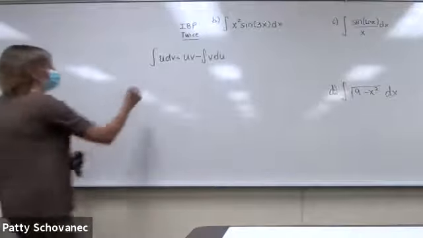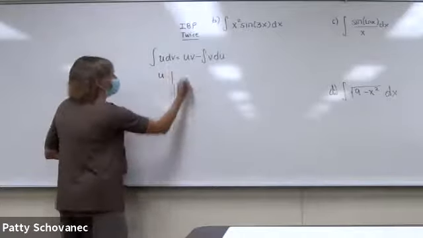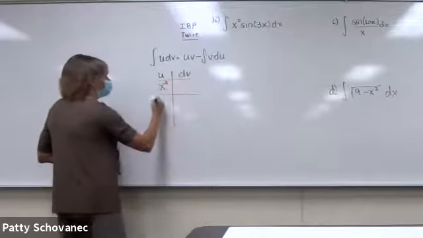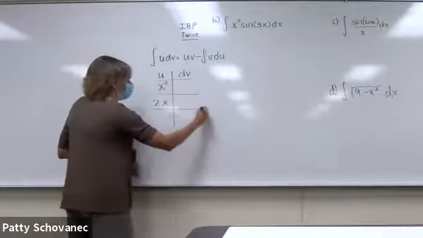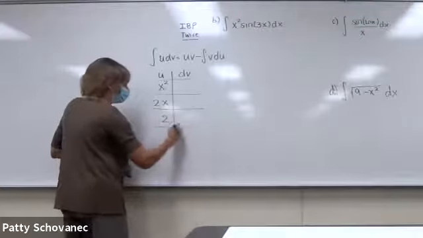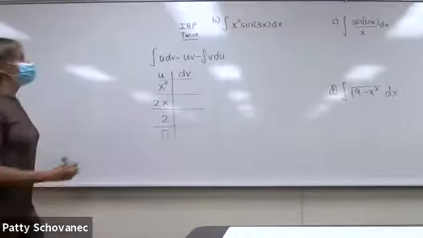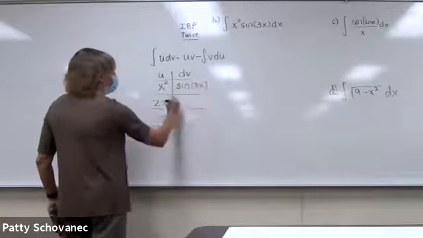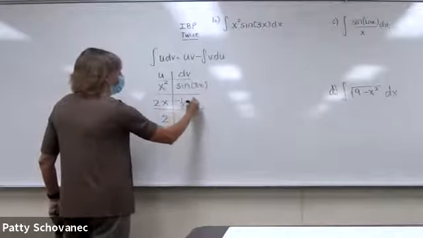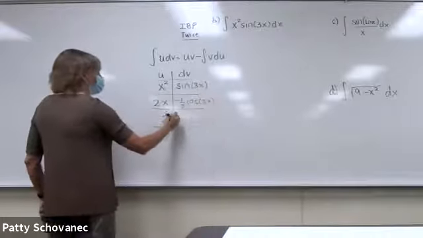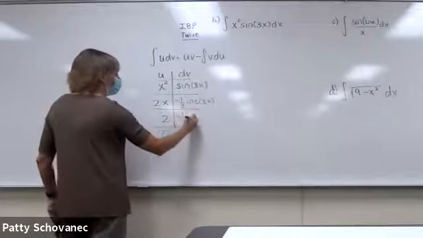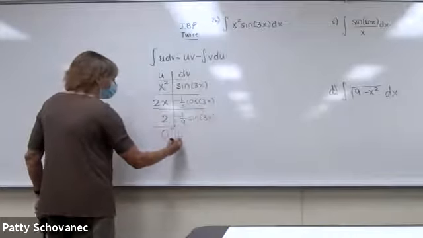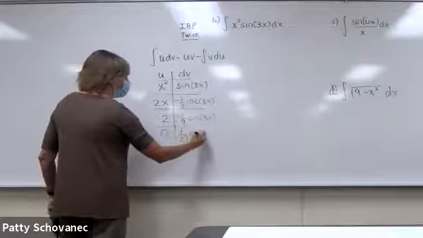Table. Okay, so in the table form, you pick a u and a dv. u is x squared. We keep making rows until I run out of derivatives. I need one more. dv is the sine of 3x, and we start integrating. Remember, negative 1/3 cosine of 3x. And then another 1/3 gives me a negative 1/9 sine of 3x. One more time, a negative of a negative is a positive, 1/27 cosine of 3x.